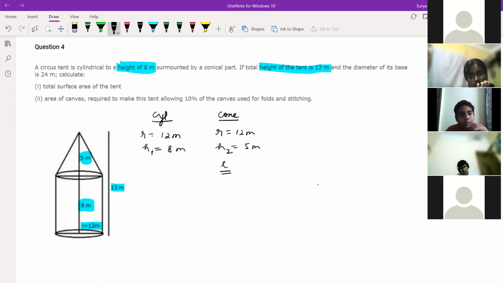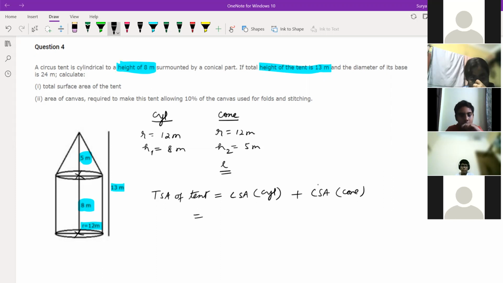Okay, it's clear. Now total surface area of the tent, TSA of tent is equal to what can we write? Bhumika, tell me, TSA of tent, what can we write? The CSA of the cylinder and CSA of the cone. CSA of cylinder plus CSA of cone. Very good. Because we don't want this base, so the CSA part only is required.